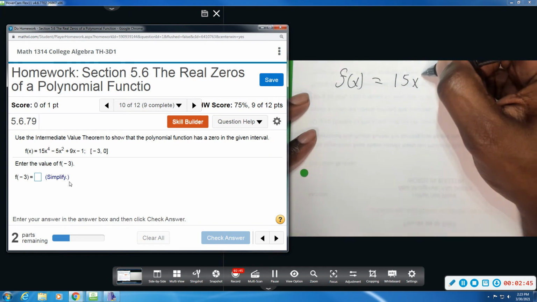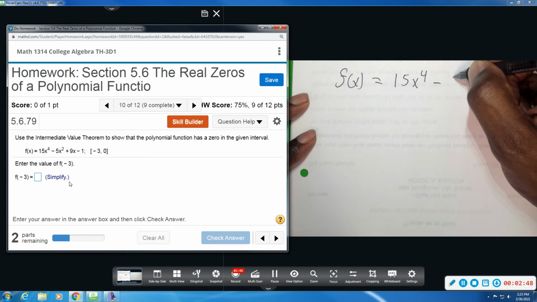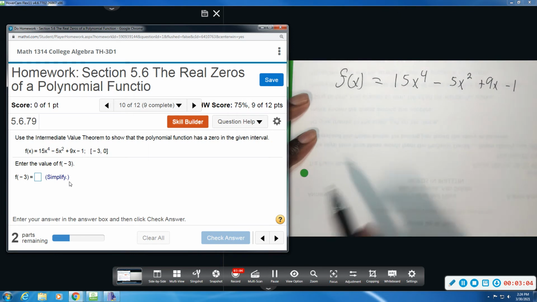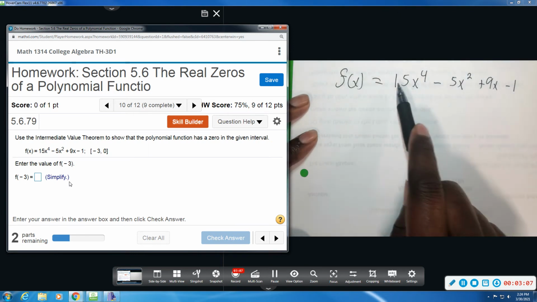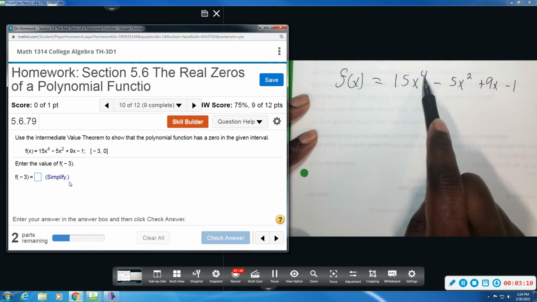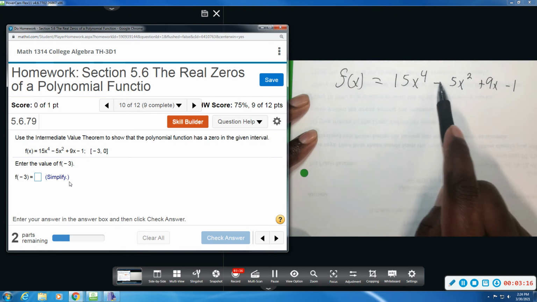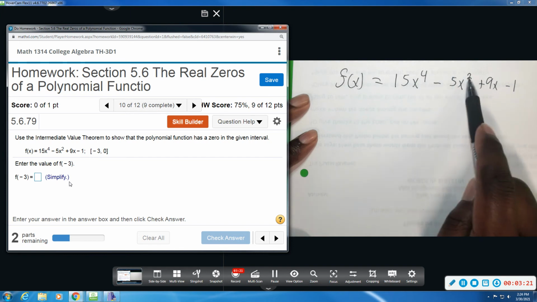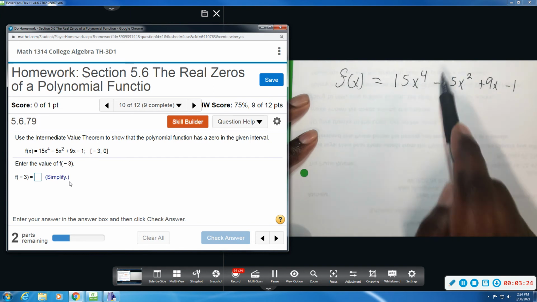So we have 15x to the 4th, and then minus 5x squared, and then plus 9x, and then minus 1. And the numbers we're going to be checking are -3 to 0. Okay, with synthetic division, you have to have all your terms in descending order. So we have x to the 4th. I am missing x to the 3rd. So I need something to replace that. I have a 2, 1, 0. So I got 4, no 3, 2, 1, 0. That missing x to the 3rd is very important.